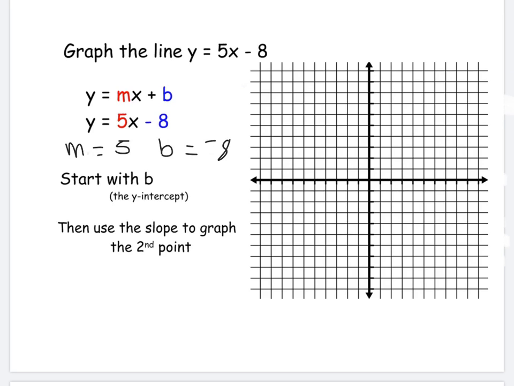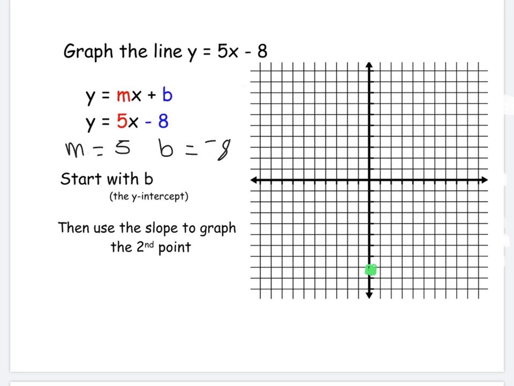So my y-intercept is the point (0, -8). So I'm going to put a point there. (0, 0) is in the middle. Negative 8 is 8 down. 1, 2, 3, 4, 5, 6, 7, 8. So my y-intercept is right here.